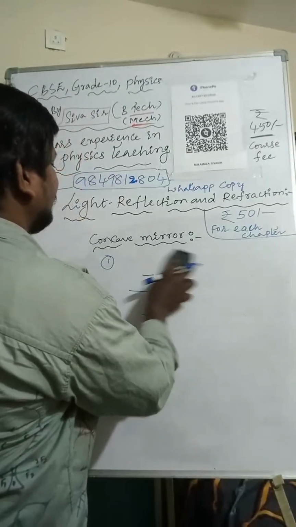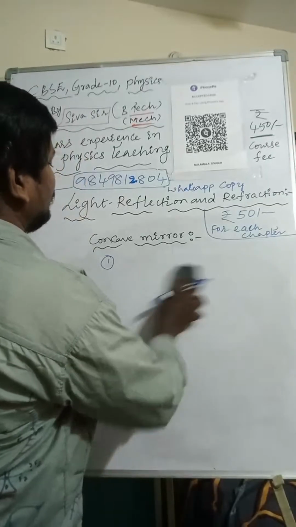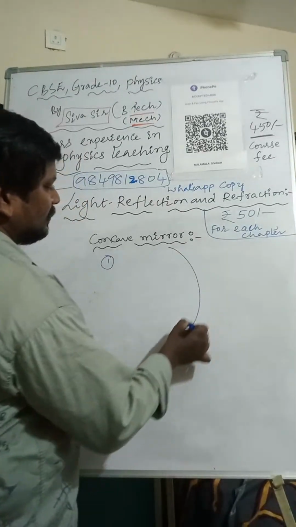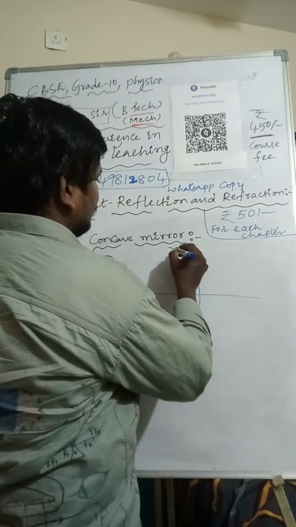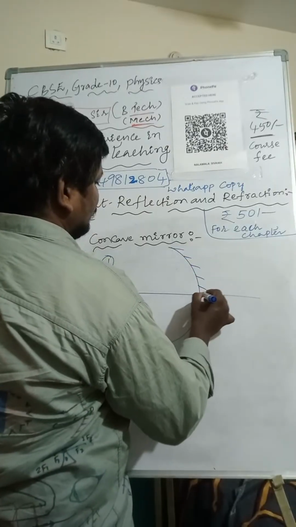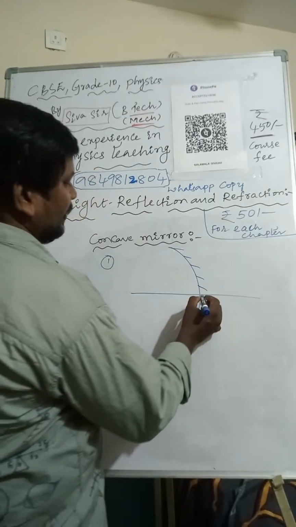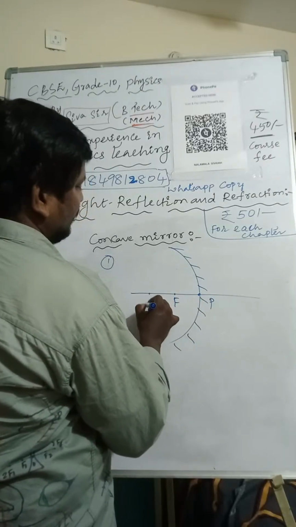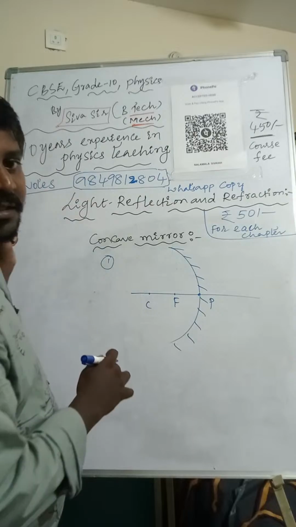So I'm considering one more, like this. Here is the pole, focus, center of curvature.